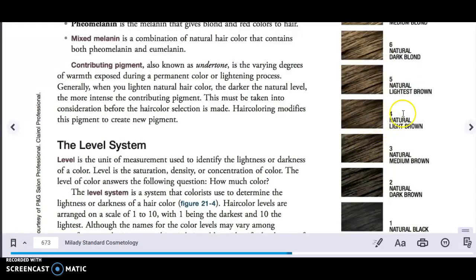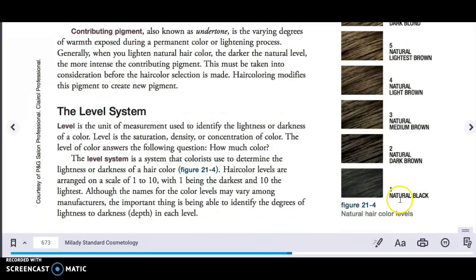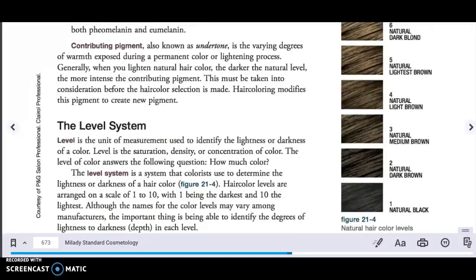And levels can be identified as level 1, natural black, and the contributing pigment usually is a blue when it's a natural black. Then we're going to a natural dark brown, and that contributing pigment is red. And then a medium brown is 3, natural light brown is 4, and we still got some red in here. 5 would be a natural lightest brown.